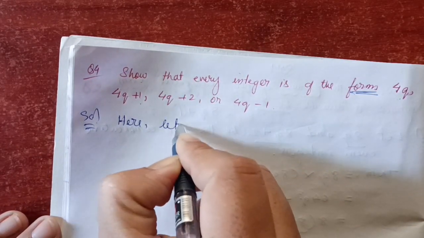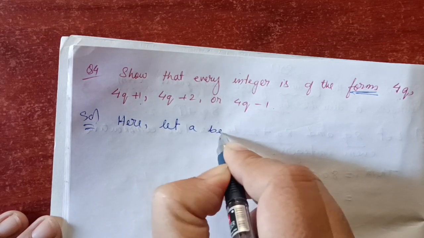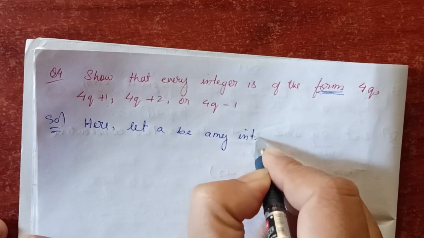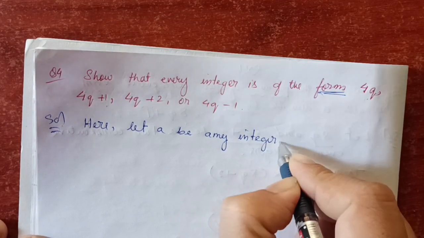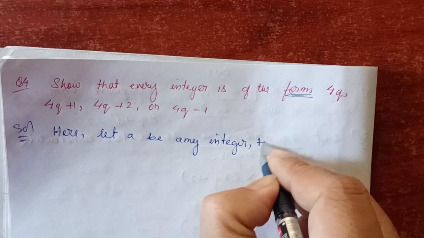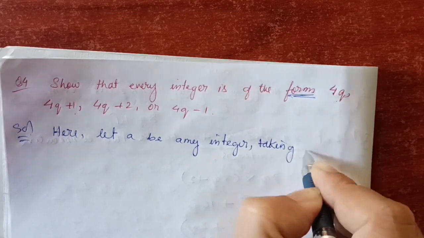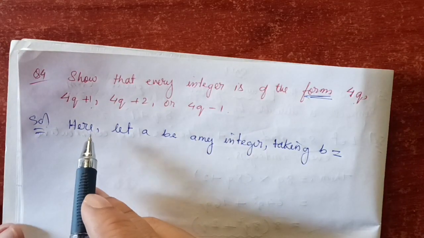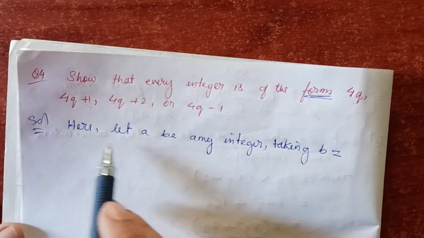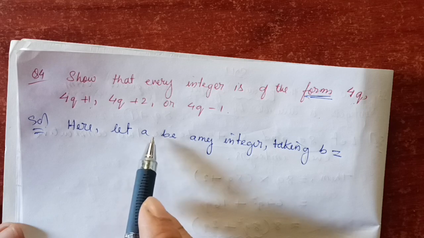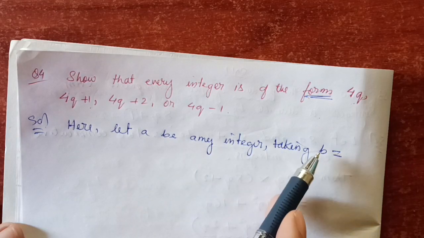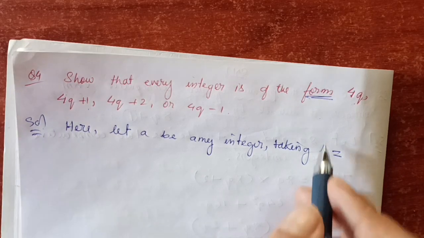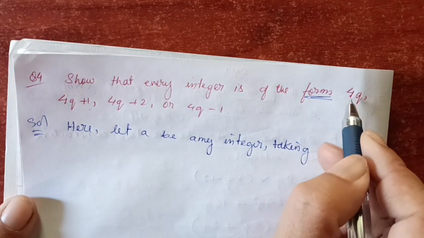Here, let a be any integer, then taking b equal to. So start like this. When forms are given, you start like this. Let a be any integer taking b equal to, so what is b? b is your divisor.